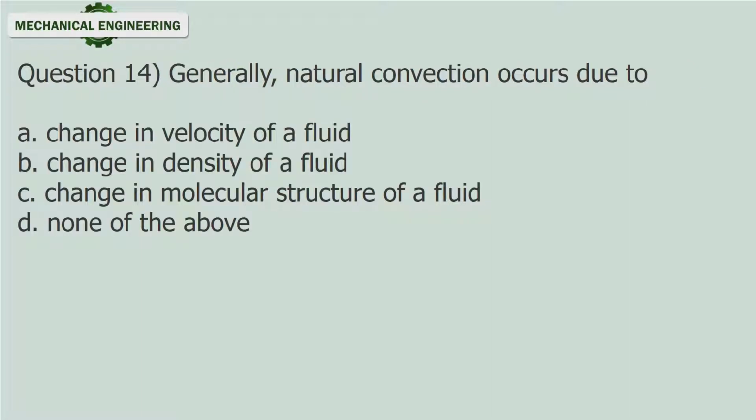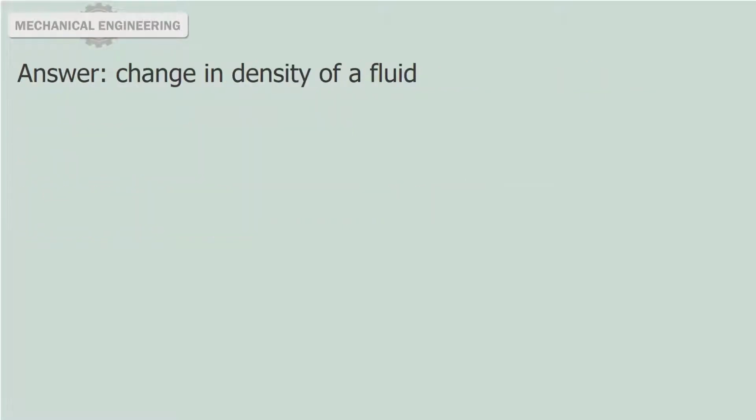Question 14. Generally, natural convection occurs due to A. Change in velocity of a fluid. B. Change in density of a fluid. C. Change in molecular structure of a fluid. D. None of the above. Answer: change in density of a fluid.